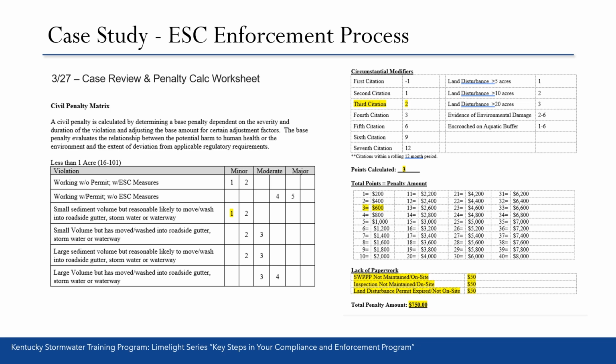So it was a minor small sediment volume potentially moving into a waterway, roadway, etc. However, this particular contractor, this was their third citation within a rolling 12-month period. So they got a total points of 3. In addition, they had lack of paperwork on their site. So at the time that this particular penalty calculation worksheet was completed, our fine for penalties for paperwork was only $50. We have since then increased it to $100. So their penalty total was $750.